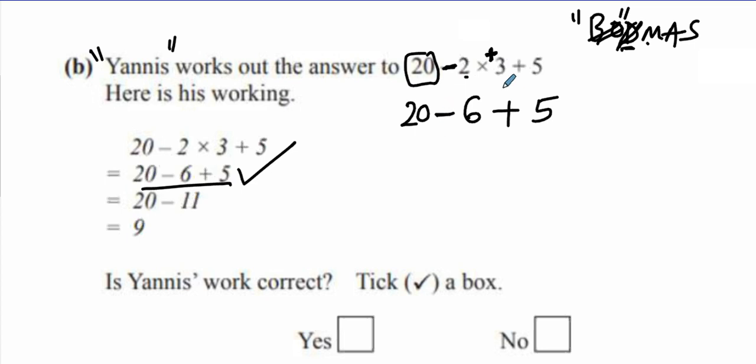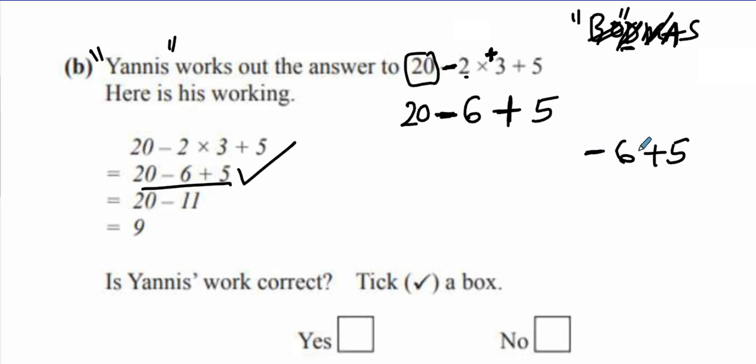Then after multiplication comes addition. Now the question is, how do we add? You take negative 6. Don't take 6 plus 5. No. You take negative 6 plus 5.